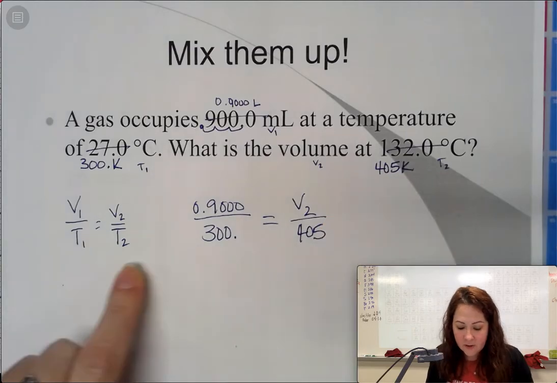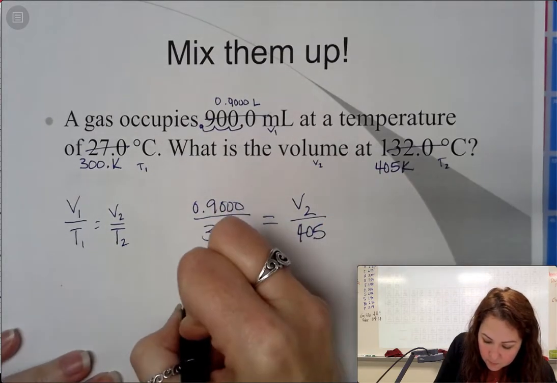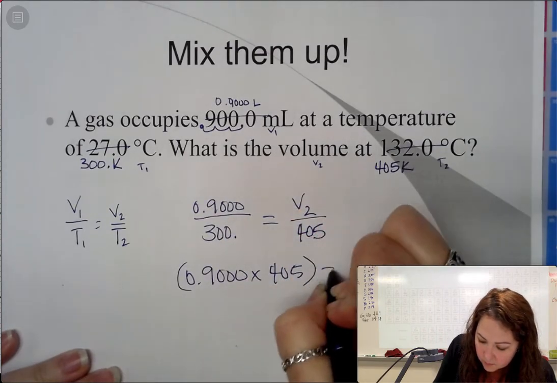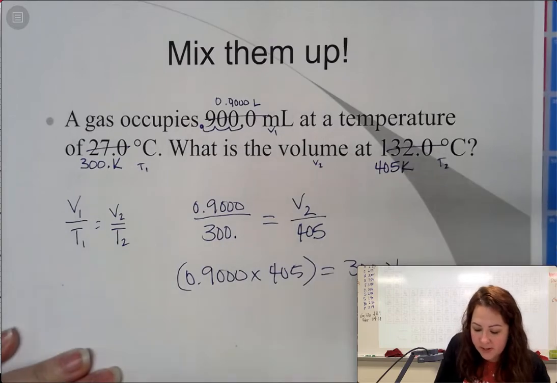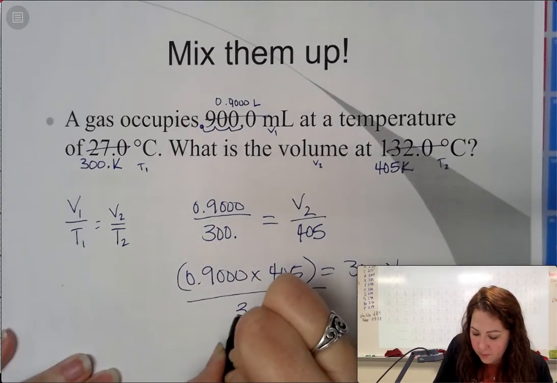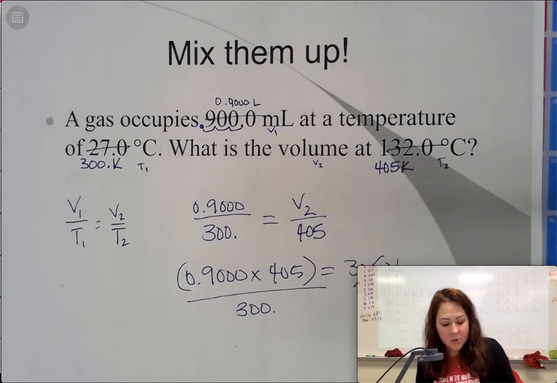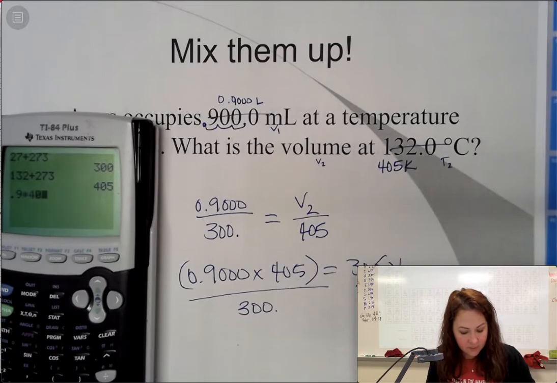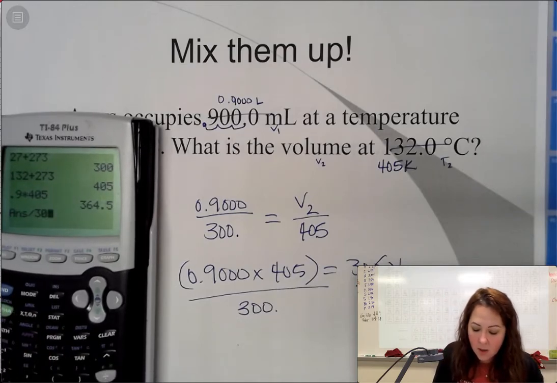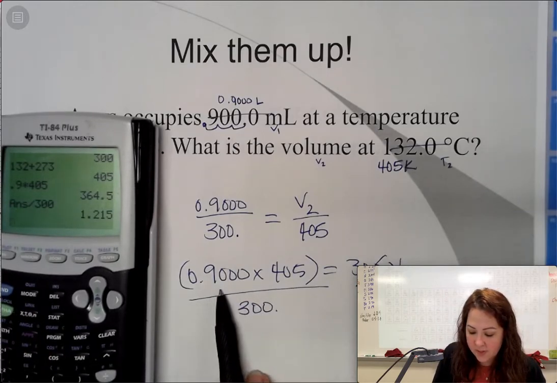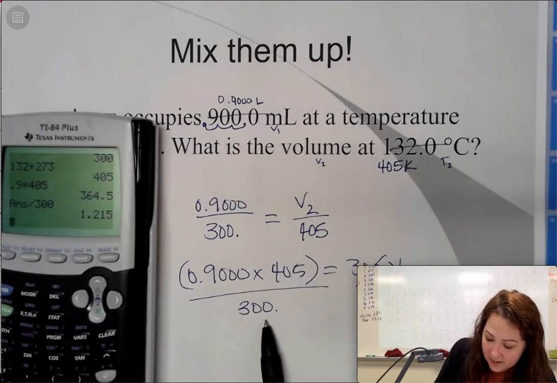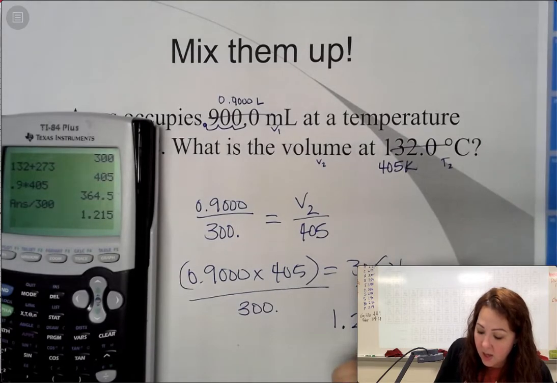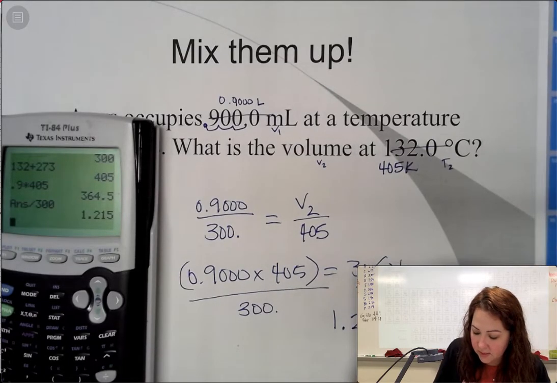To get V2 all by itself, we have to cross multiply. Then we're going to divide both sides by 300. So now I just pick up my calculator. We have 0.9 times 405 divided by 300. This number is 4 sig figs, 3 sig figs, 3 sig figs. So my answer is going to have 3 sig figs. So 1.22, and I'm solving for volume, so that is liters.